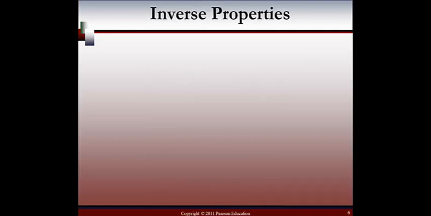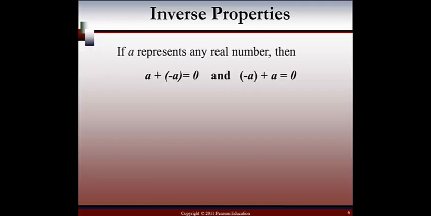Next, we are going to look at inverse properties. If A represents any real number, then A plus a negative A equals 0, and negative A plus A equals 0. This is the inverse property of addition. Inverses are basically what can you add to a number to get it to be 0. That is what you're looking for in your inverse property of addition.